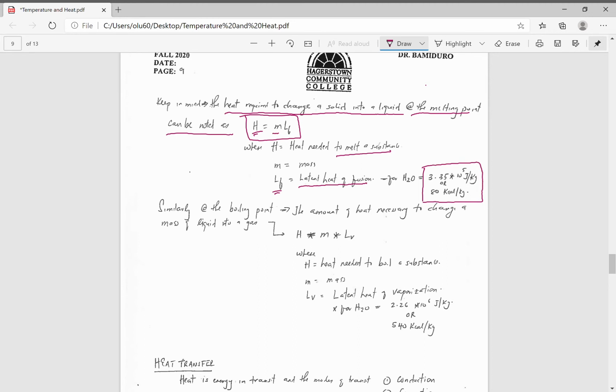Similarly, at the boiling point, okay, this is the freezing point. At the boiling point, the amount of energy needed to change a mass of liquid to gas can be characterized as our latent heat of vaporization. So rather than using L sub F, we use L sub V.